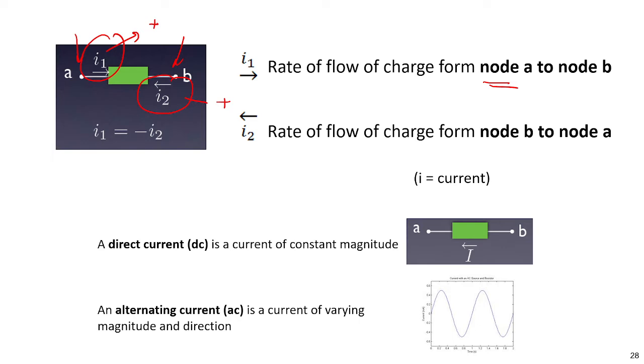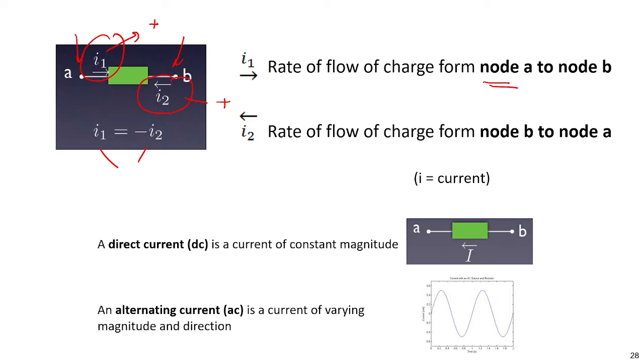So we treat the current flow like a vector. In this case, I1 equals minus I2. I1 is the rate of flow of charge from node A to B, and I2 is the rate of flow of charge from node B to A. I is a current, right?